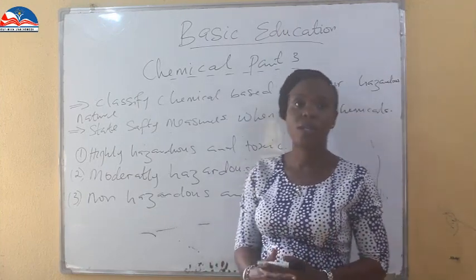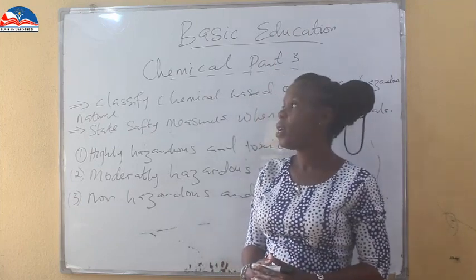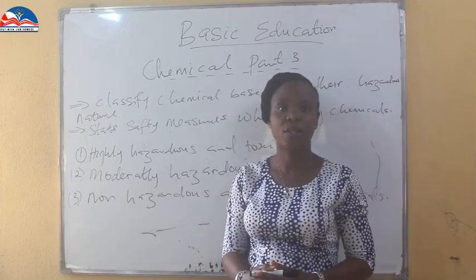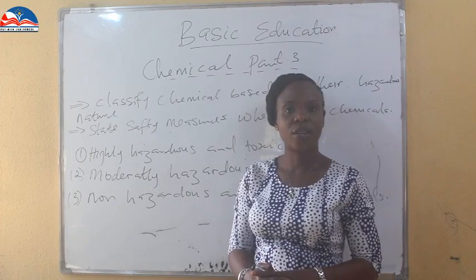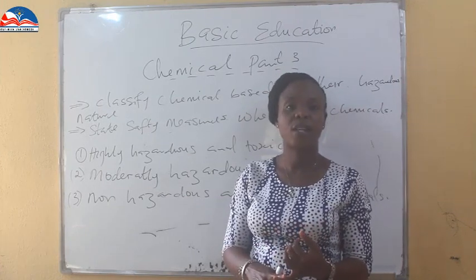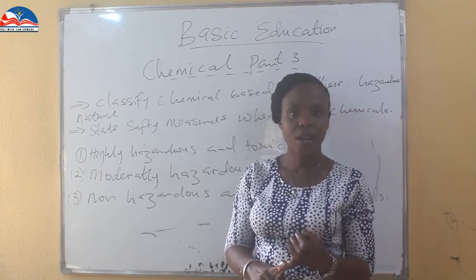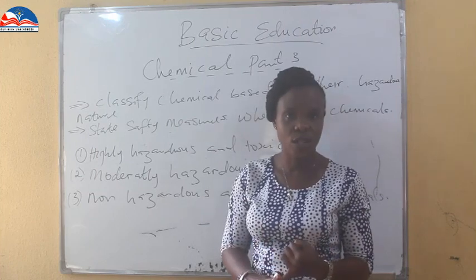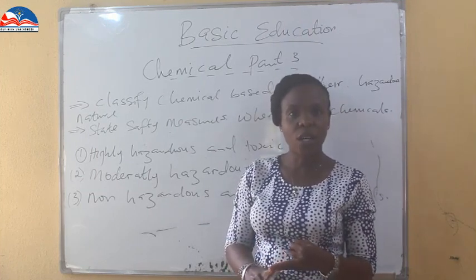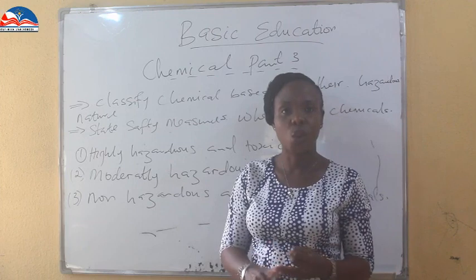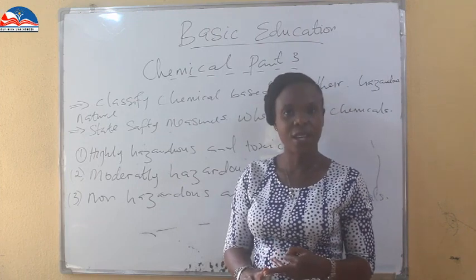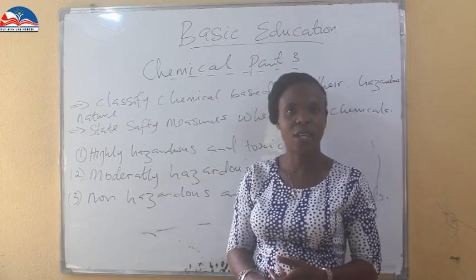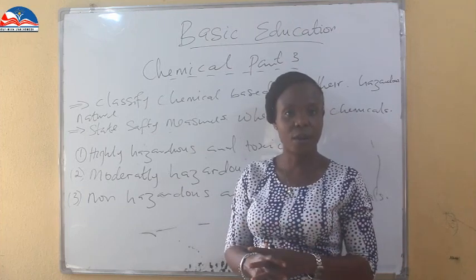Chemicals' hazardous natures can be classified into 3 major areas. We'll talk about chemicals that are highly hazardous and toxic, moderately hazardous and toxic, and non-hazardous and non-toxic. You see, it is in 3 parts.